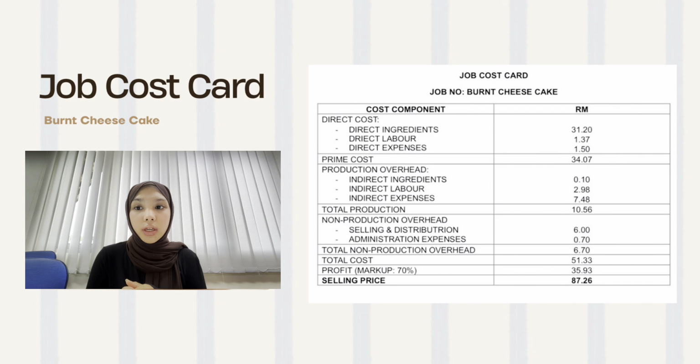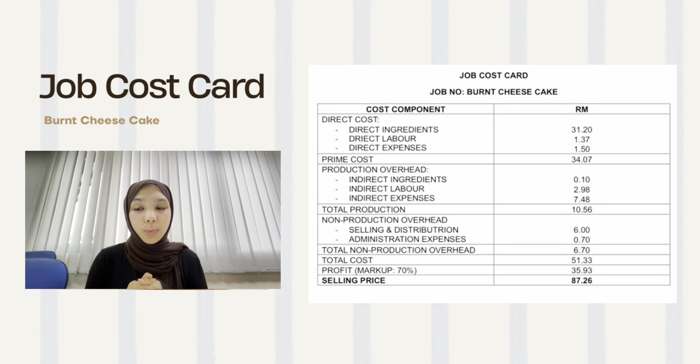And then we calculate the production overhead, which is indirect ingredients is 10 cents, indirect labor is 2 ringgit and 98 cents, indirect expenses is 7 ringgit and 48 cents, and then we total up the numbers, we will get the total production overhead of 10 ringgit and 56 cents. And then for the non-production overhead, there are two, selling and distribution, which is 6 ringgit, administration expenses is 70 cents, and then we total up the non-production overhead, and we will get 6 ringgit and 70 cents.